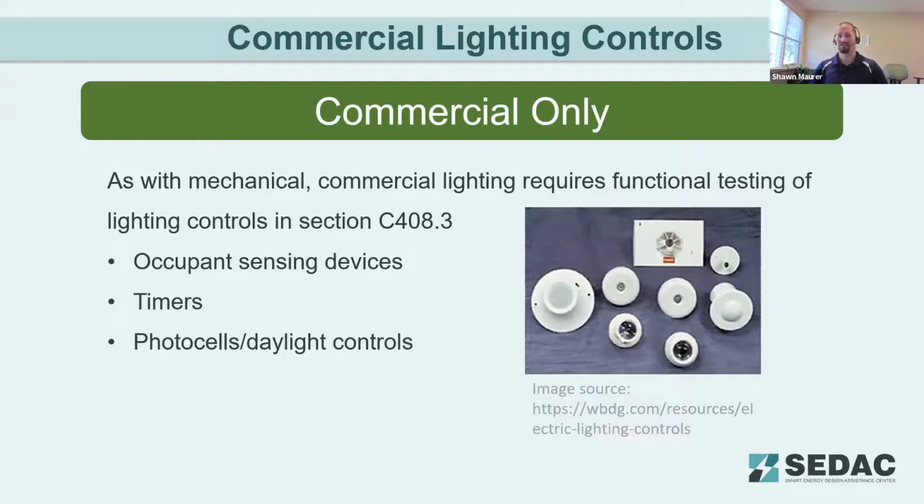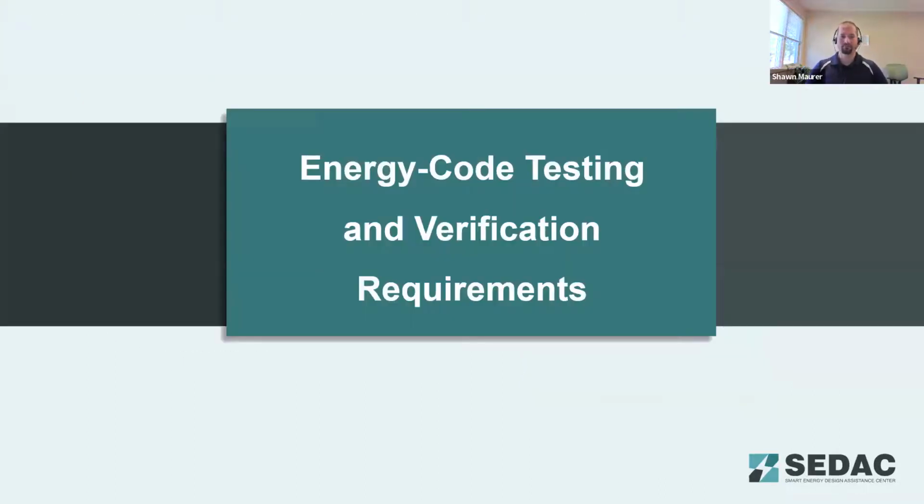Timers are properly set to turn the lights on for the occupied period of the building, turn them off when the building is unoccupied. We're going to test that photo cells and daylight controls are working properly for indoor and outdoor lighting, that dimming features work properly. All that kind of testing is also detailed in the C408 section of the energy code.